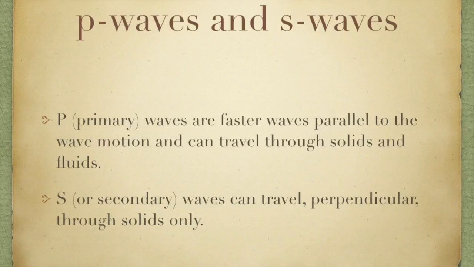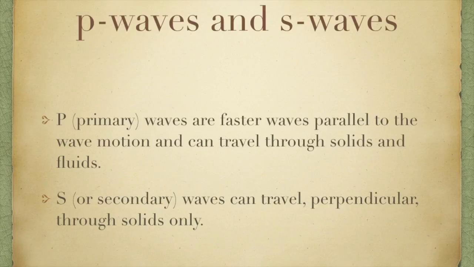P waves and S waves. P or primary waves are faster waves parallel to the wave motion and can travel through solids and fluids. S or secondary waves only travel perpendicularly to the wave motion through solids. The fact that S waves cannot travel through the core of the Earth is one way we know that it is a fluid.